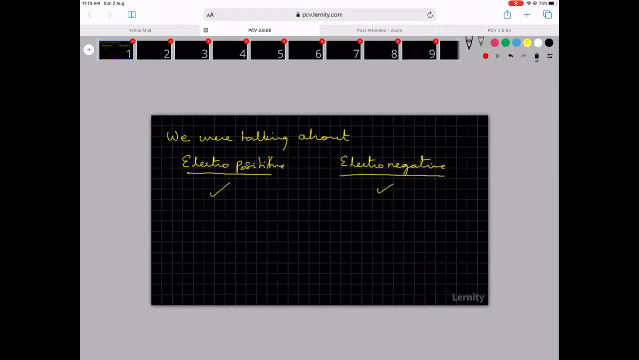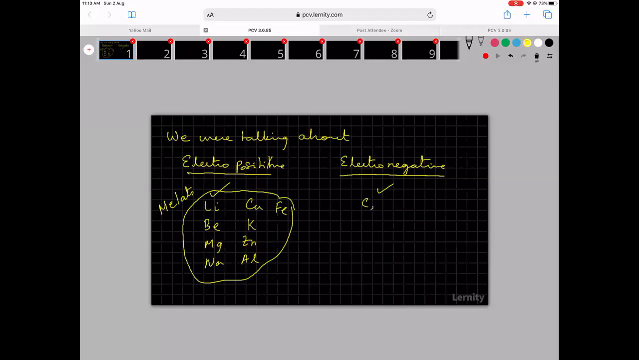electronegative. So we gave examples: lithium, beryllium, magnesium, sodium, calcium, potassium, then again zinc, aluminium, iron. So we said all these have 1 or 2 or 3 electrons in the outermost shell. So these are electropositive, and we call them metals. And then we had carbon, oxygen, nitrogen, sulfur, phosphorus, chlorine, bromine, fluorine. All these we call electronegative elements.